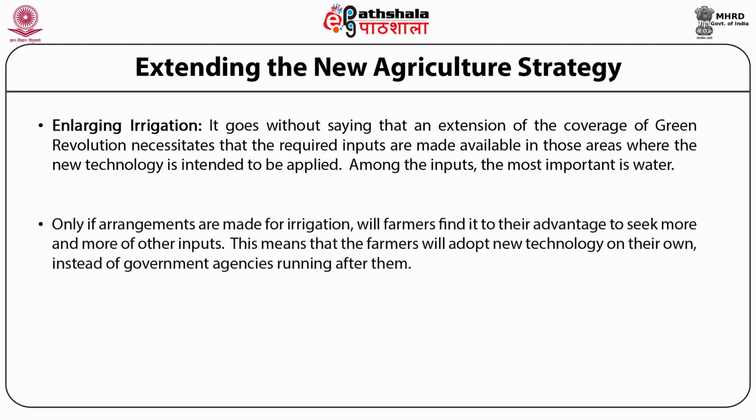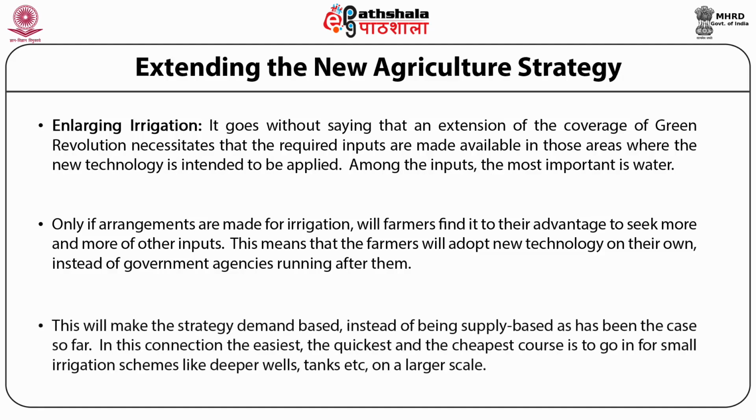Only if arrangements are made for irrigation will the farmers find it advantageous, and they will try to seek more and more of other inputs. This means that the farmers will adopt new technology on their own instead of the government agencies running after them. This will make the strategy demand-based instead of supply-based, as has been the case so far. So in this connection, the easiest, the quickest, and the cheapest course is to go in for small irrigation schemes.